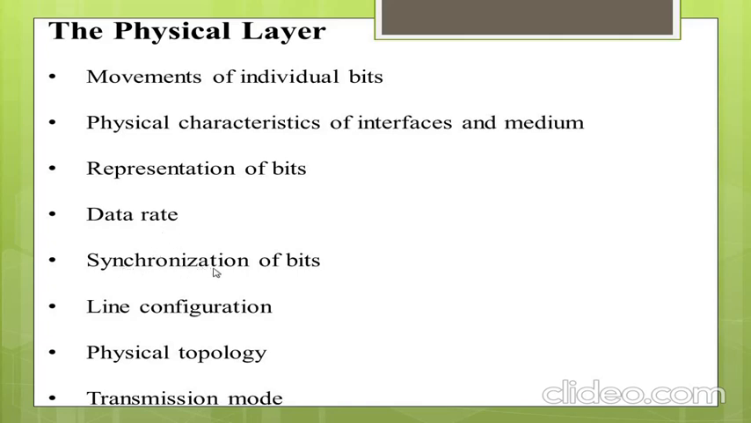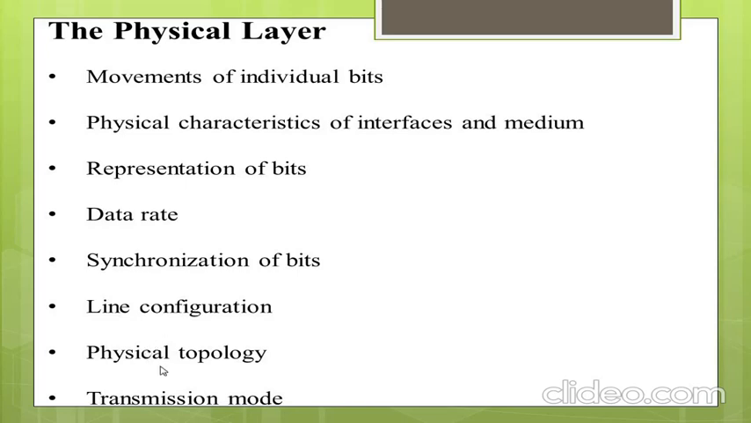The sender and receiver must use the same bit rate, and also they have to be synchronized at the bit level. The physical layer is concerned with the connection of devices to the media. If you take the point-to-point configuration, two devices are connected through a dedicated link, whereas in a multi-point configuration, a link is shared among several devices.